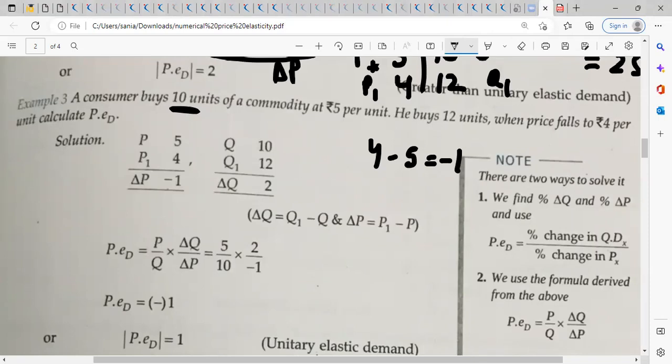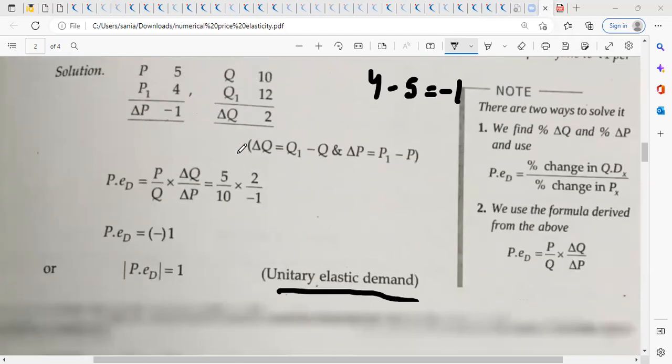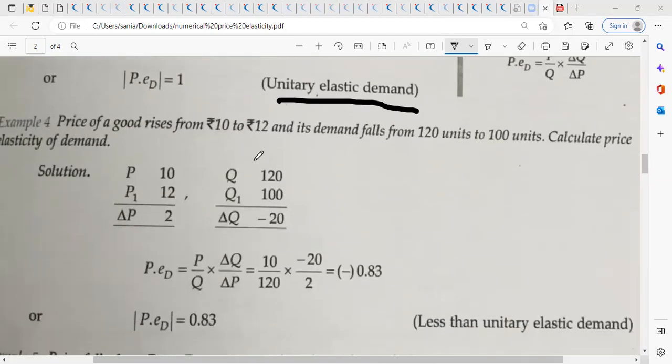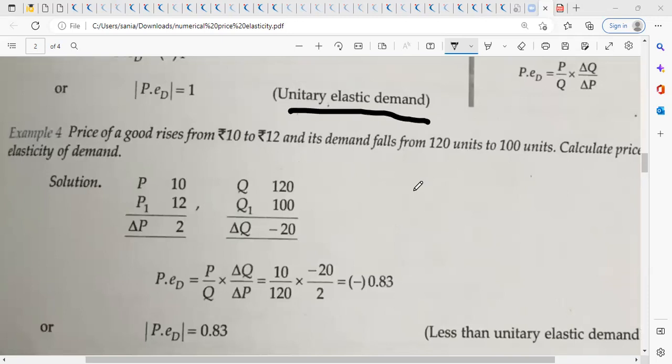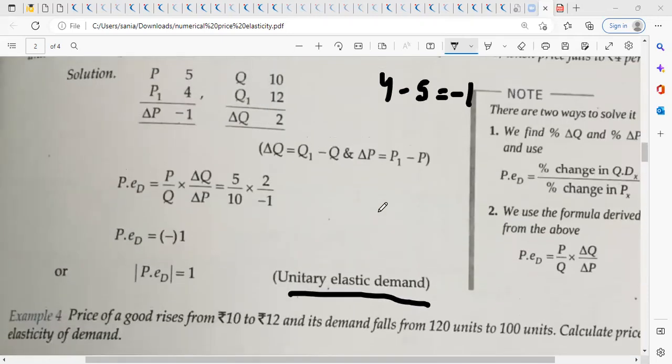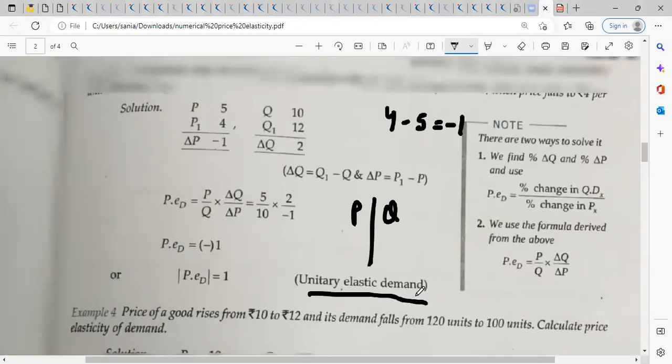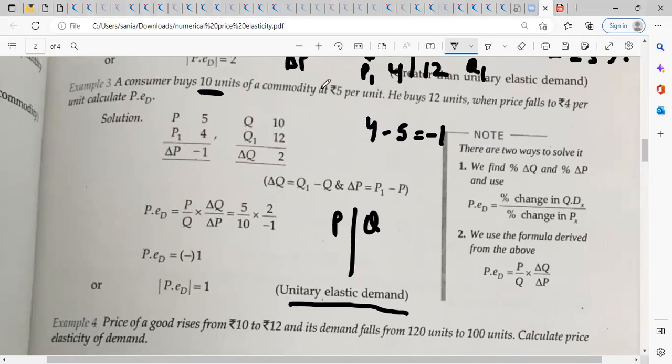Done, Labiba? Just 1 minute, I'm waiting. Okay, do it. Now coming to the next question. You will try to solve it on your own. First make a table of P and Q, then tell me which formula you will use.